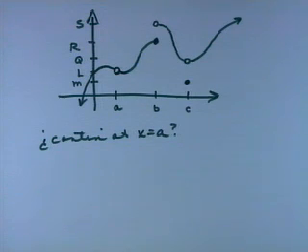Do you think it's continuous at B? Is that a continuous function at x equals B? Not continuous there either. It's broken. It's got two different pieces. You think it's continuous at C? It's not continuous at C either. But we've got a different reason why they're discontinuous.